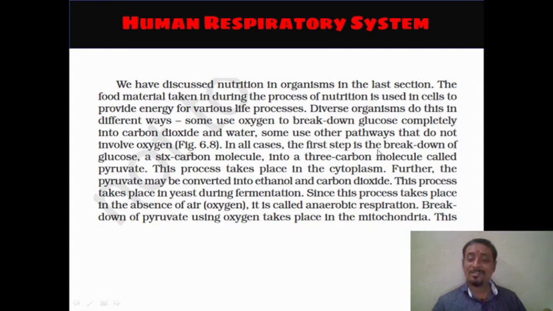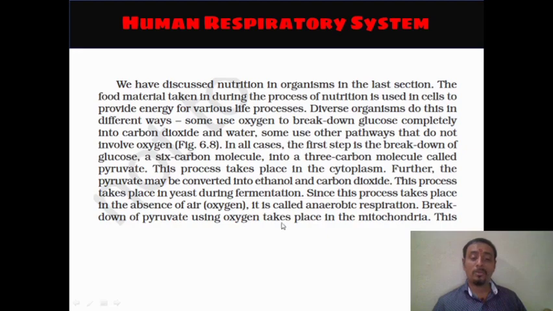In all cases, the first step is the breakdown of glucose, a 6-carbon molecule, into a 3-carbon molecule called pyruvate. Okay, so all carbohydrates generally are converted into glucose first, and from this glucose, pyruvate is made. This process takes place in the cytoplasm. Further, the pyruvate may be converted into ethanol and carbon dioxide. This process takes place in yeast during fermentation. Since this process takes place in the absence of air, that is, in the absence of oxygen, it is called anaerobic respiration.